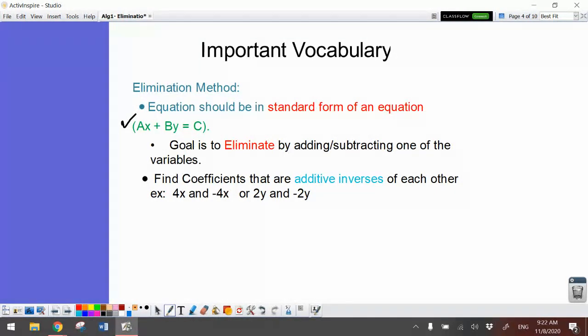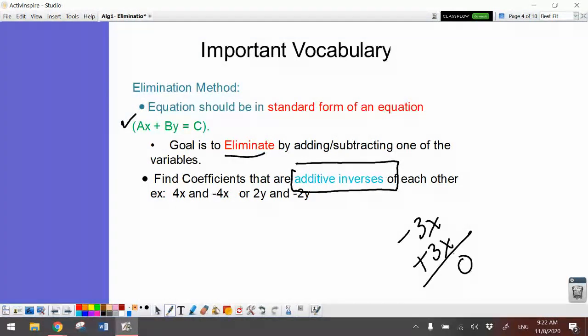And the goal is going to be to eliminate one of the variables. Okay, eliminate one of the variables, and we're going to be looking for those additive inverses. That's what those inverses are called, additive inverses. Okay, so if I give you negative 3x, the additive inverse is the positive 3x. That's how I can cross those out and make a 0. So some of this looks very similar to what we do when we solve equations.